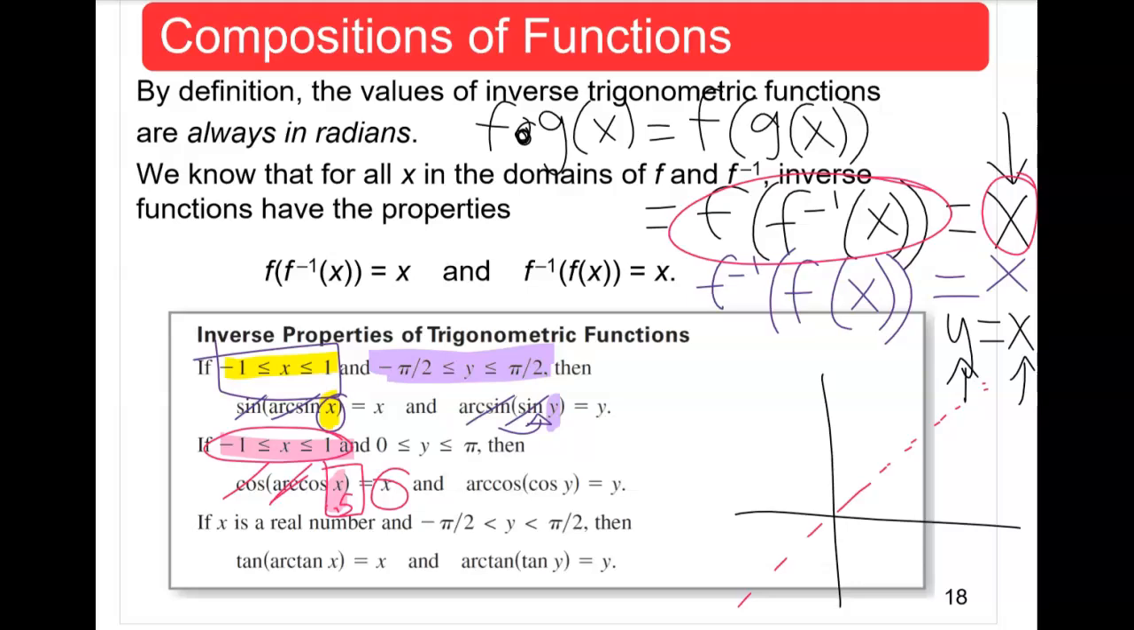Now, if your function is something of this way, where in this case, cosine is inside the parentheses, like we see here, the only way we could just cancel these two out is if this number, which will represent something in radians or degrees, is between 0 and pi. Then our answer will just simply be whatever was the input here.